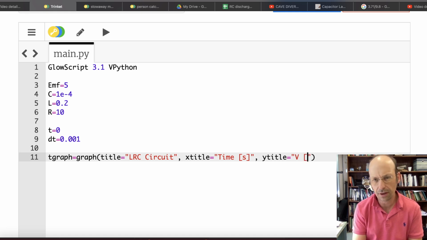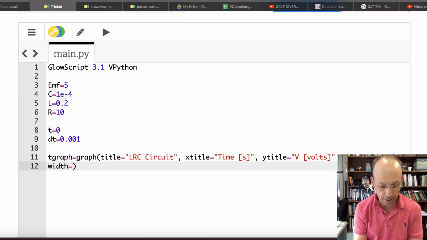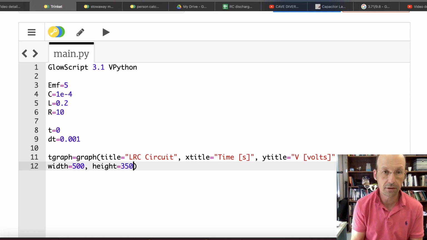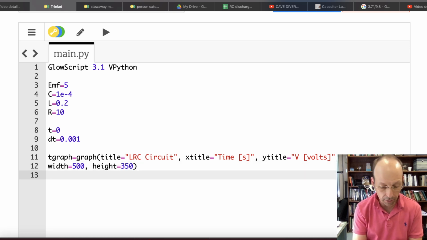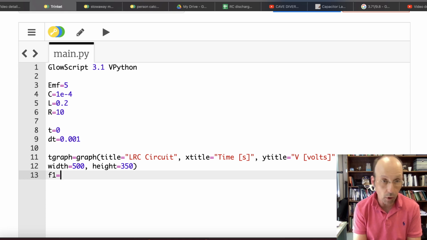Because it could be the voltage. I could plot anything and I don't have to change it. And let's do this. Let's say width equals 500. Height equals 350, just so it'll appear fine. Now, the other element of making a graph, I need to add in a function to plot. So let's call that F1. It could be any name you want. It's a type of object called G-curve, and I'm going to make it blue.